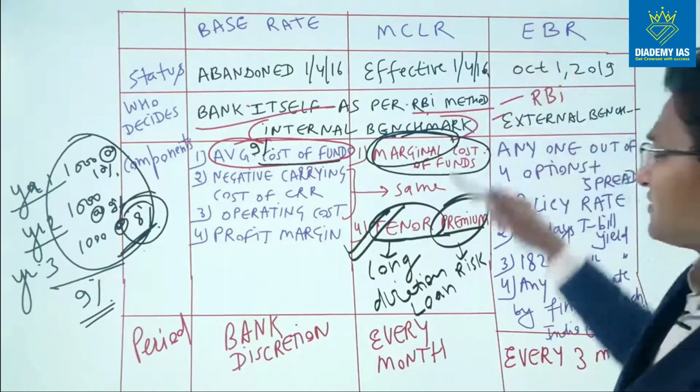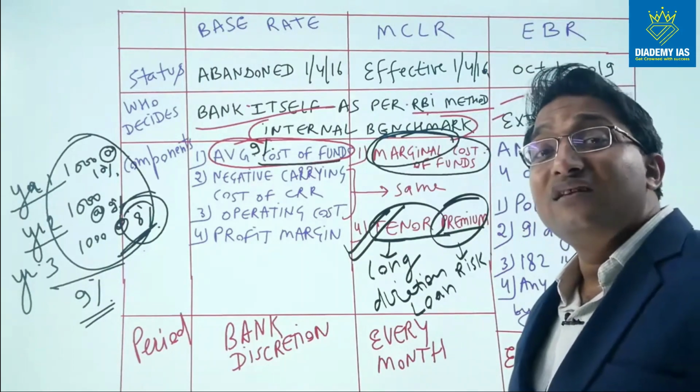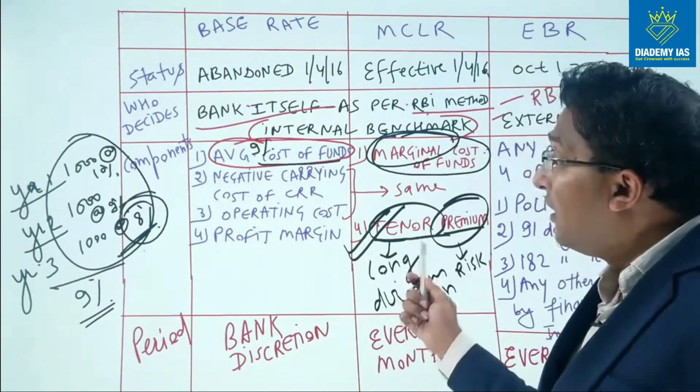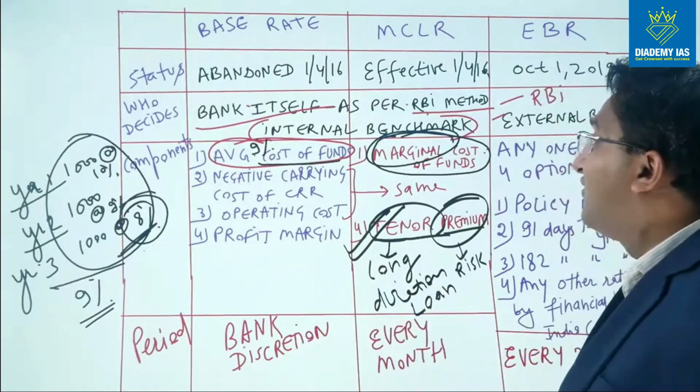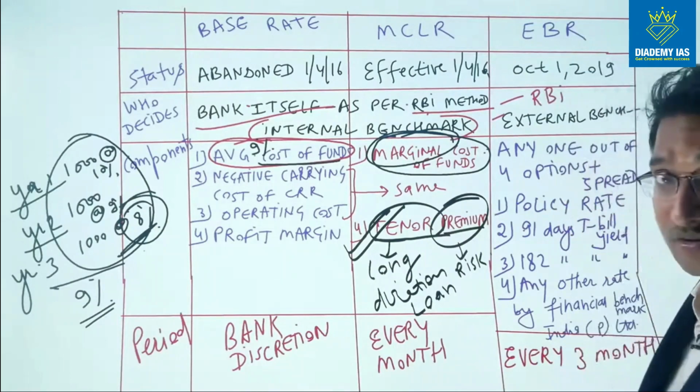This MCLR is changed every month. So whatever changes are there in the latest cost of fund, they will be reflected in the MCLR. So every month this MCLR has to be changed.